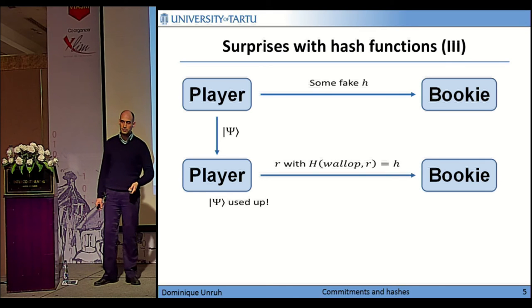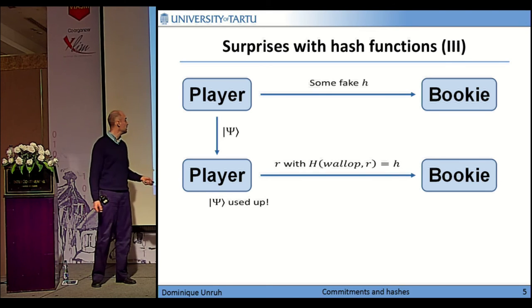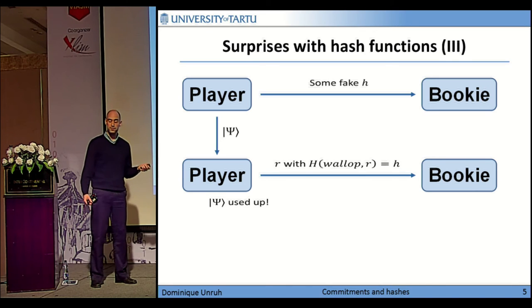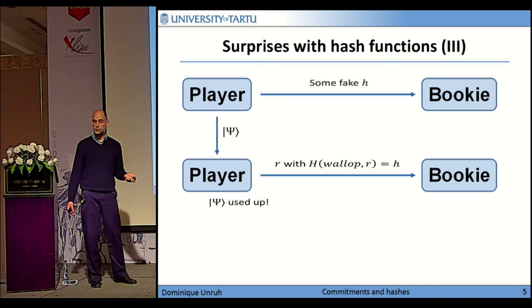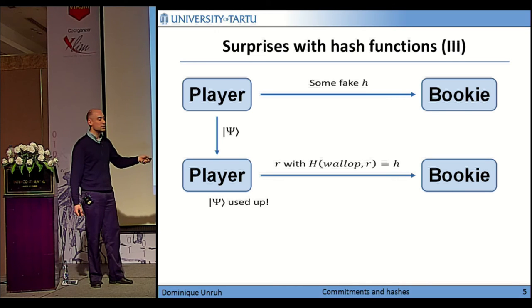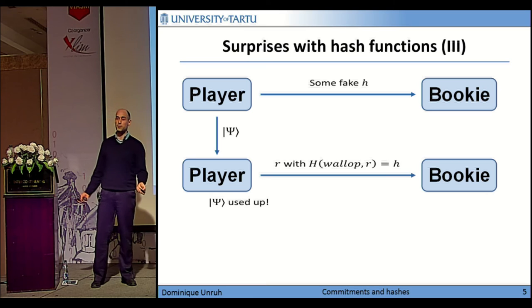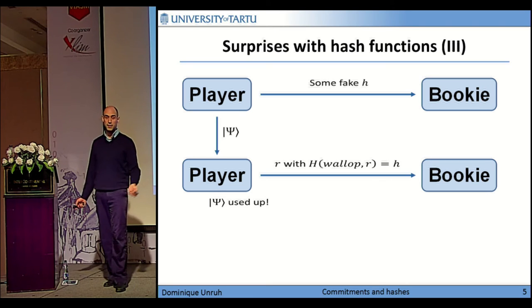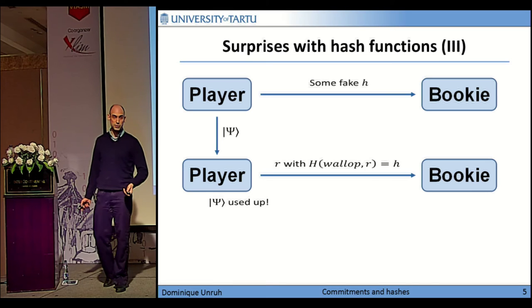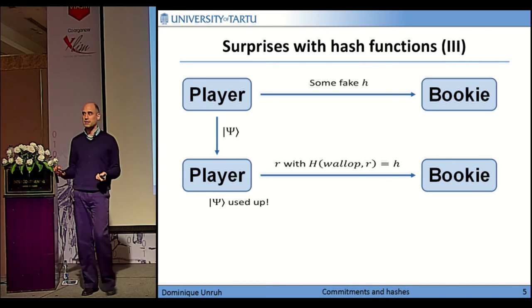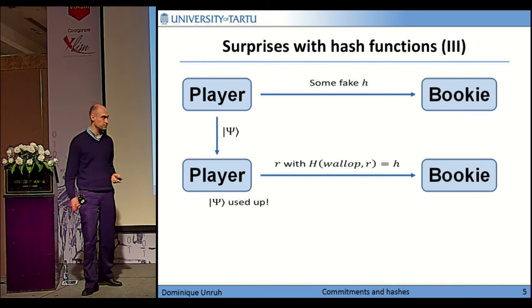And now, since quantum states cannot be cloned in general, we see that there's no contradiction to the collision resistance, because this algorithm will use up psi. We can do it only once. So we can open this hash function to whatever we want, but we cannot open it to two values at the same time. In particular, we cannot find a collision. And this has been explicitly done relative to some oracles. So it seems to be a threat that is at least possible.